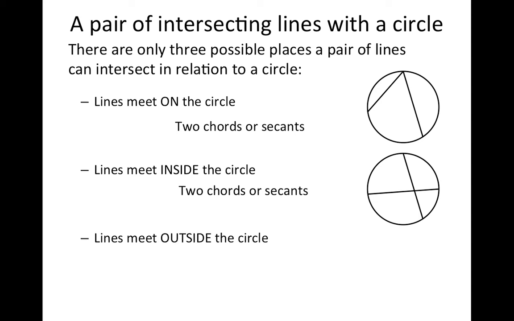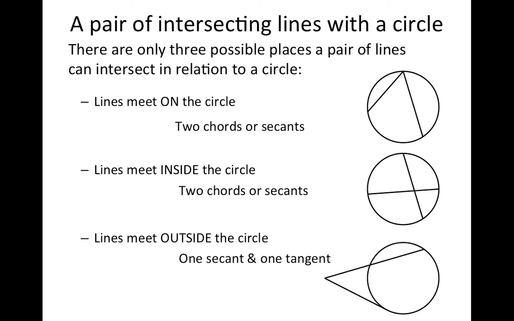Finally, the lines can meet outside the circle, and I could have 2 secants that look like that, a secant and a tangent that look like that, or 2 tangents that look like that. But either way, in any of these examples, the intersecting point is outside the circle.